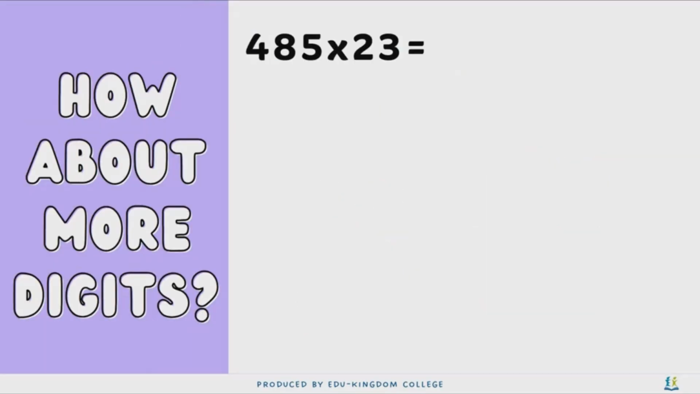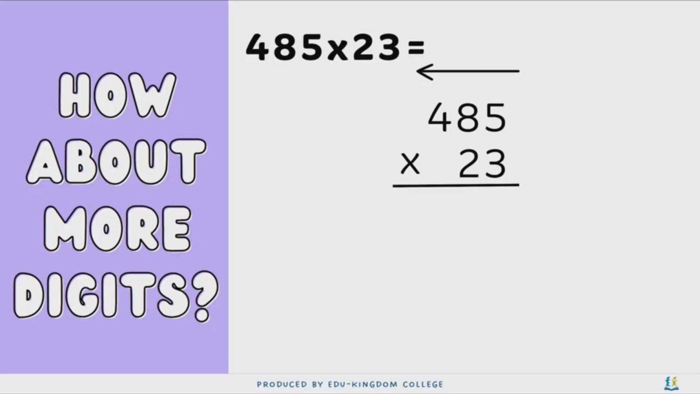Now, we just looked at 3 digits times by 1 digit. What happens if we have 3 digits times by 2 digits? We have 485 times by 23, put it all into a column like we usually do. What we're going to do first is look from the right to left for both of the numbers. In other words, we're going to look at 3 and 485 first. We're going to do 485 times 3 using the method we learned earlier.